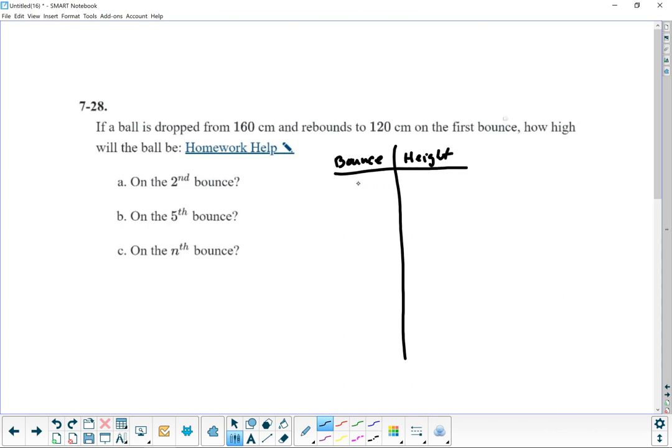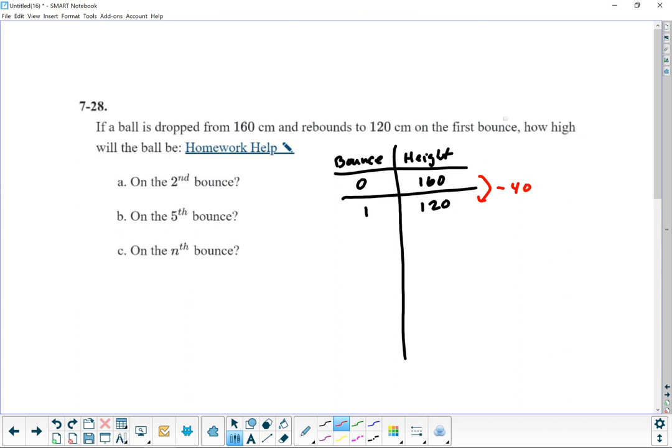So it starts at bounce 0, so no bounces. It starts at 160 centimeters. And then if it drops and bounces one time, it's 120. Right? So, I mean, we can say, you know what? It loses 40 each time.